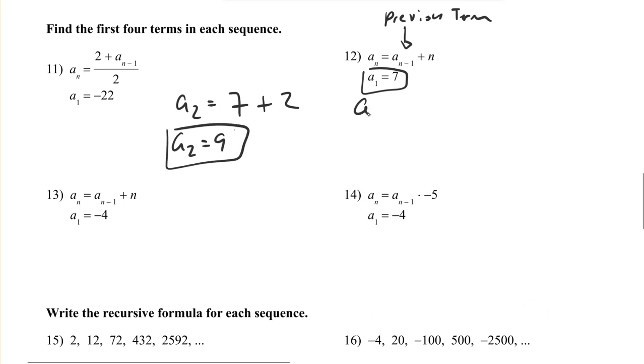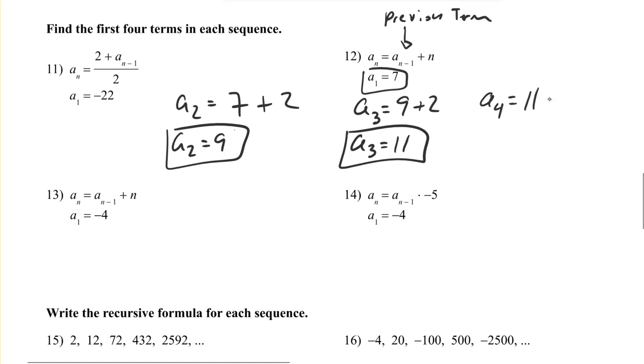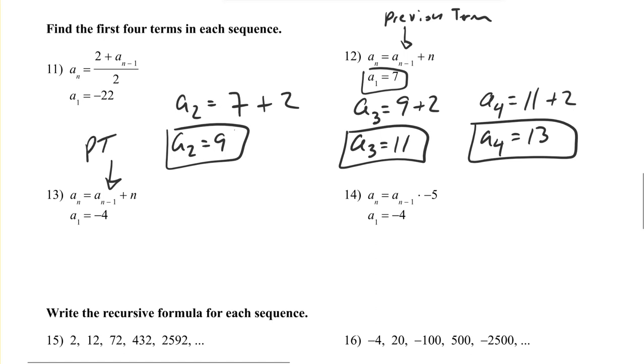So then if we wanted our third term, it's going to be our previous term, which was 9, plus 2, which is 11. So what do we notice is happening each time? Looks like we're adding by 2, right? Let's try and see our fourth term. So our fourth term would be our previous term, which is 11, plus 2. So our fourth term is 13. And you can see that we're adding by 2 each time, because this whole deal, a sub n minus 1, is the previous term.